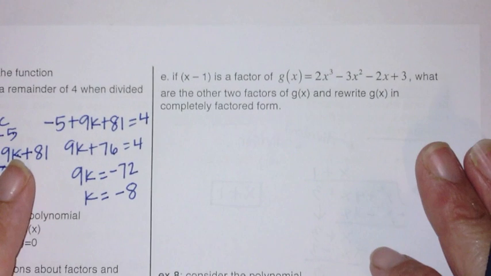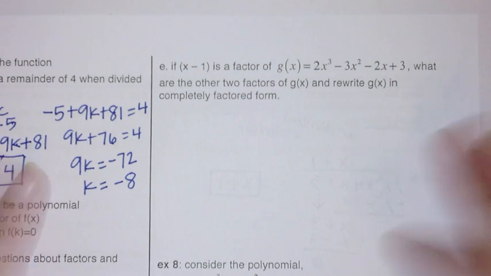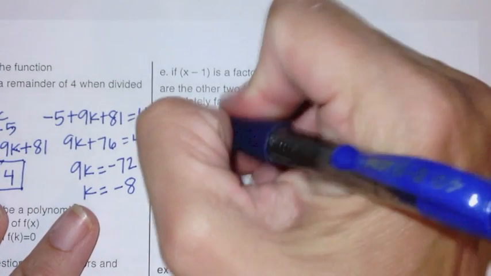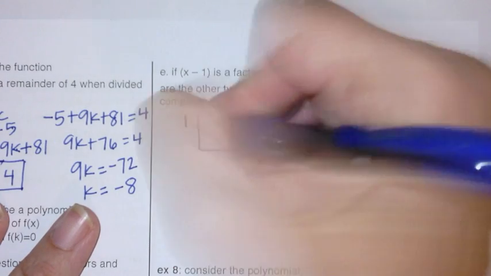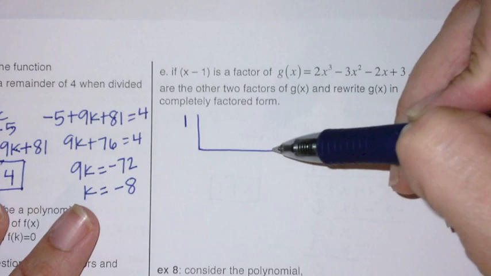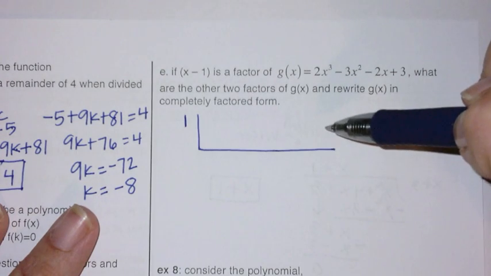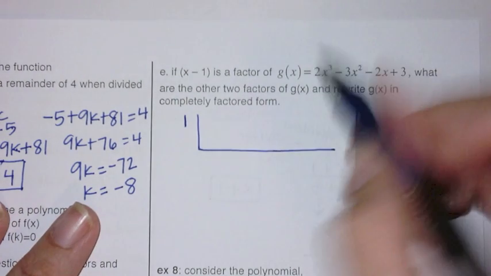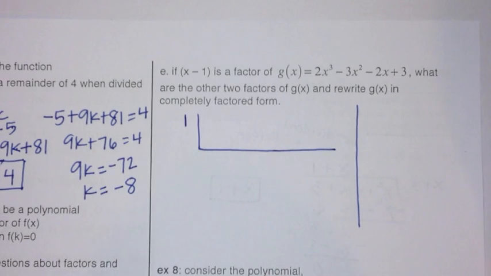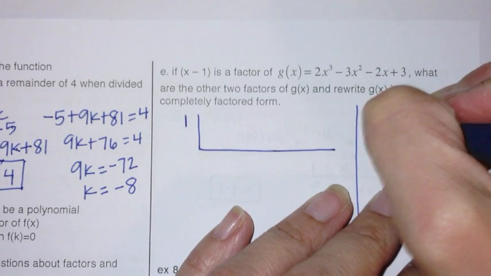Okay, moving on to part E of the same question. And it says, if x minus 1 is a factor, what are the other 2 factors? And rewrite g of x in completely factored form. So with this one right here, you know that x minus 1 is a factor. So that's going to help you. Now, what I actually am looking at before I start this problem, which you could definitely do with synthetic division, is I'm looking at this and it has 4 terms and it looks like I'll be able to factor by grouping. So whenever I can, I'm going to try and factor by grouping.